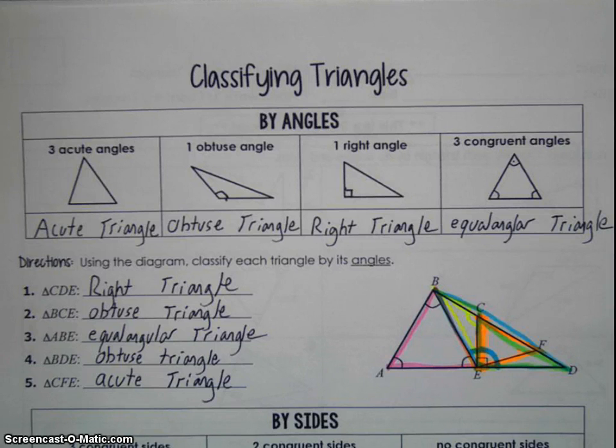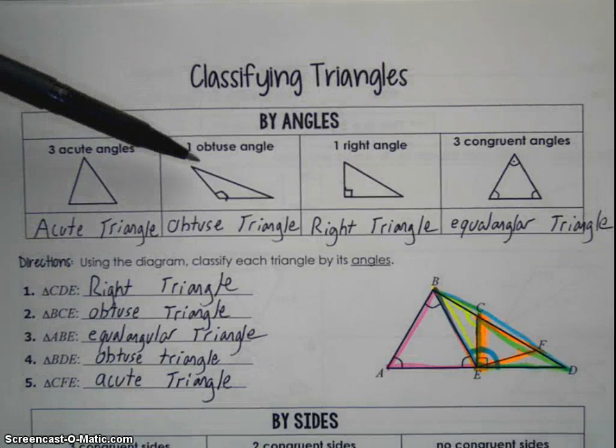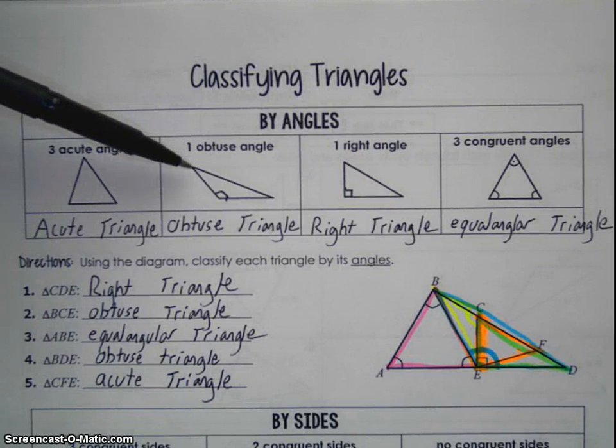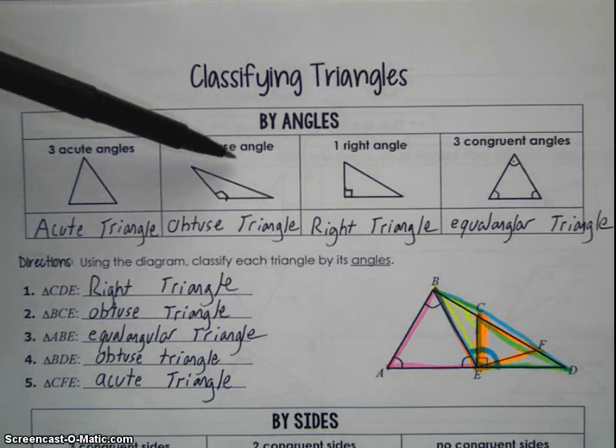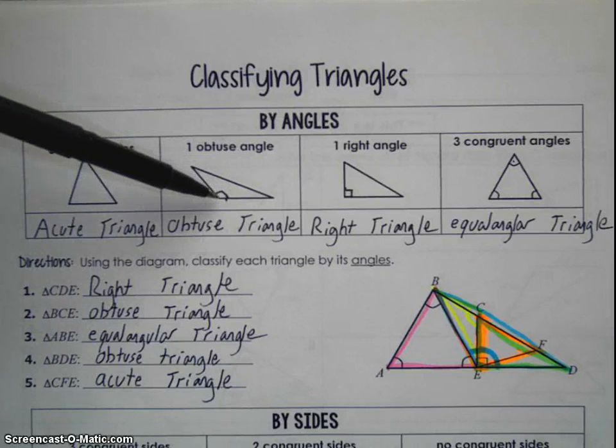So if we look at the first example right here, the first triangle, it must have three acute angles. All right? If all three angles are less than 90, we can call this an acute triangle. The second type of triangle we have here has one angle greater than 90, and we call this an obtuse triangle. Just needs one angle bigger than 90.